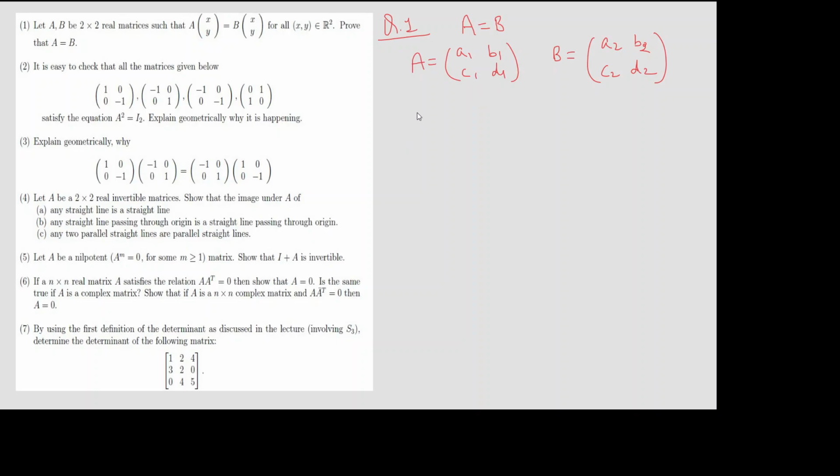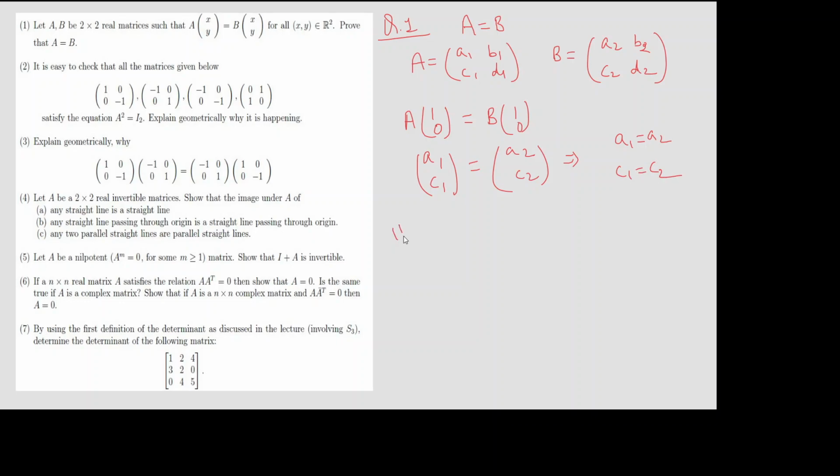For that we can easily prove it. If you take A of (1, 0) as equal to B of (1, 0), A into (1, 0) will give the first column vector of that matrix A. That means (A1, C1) is equal to (A2, C2). This implies that A1 is equal to A2 and C1 is equal to C2.